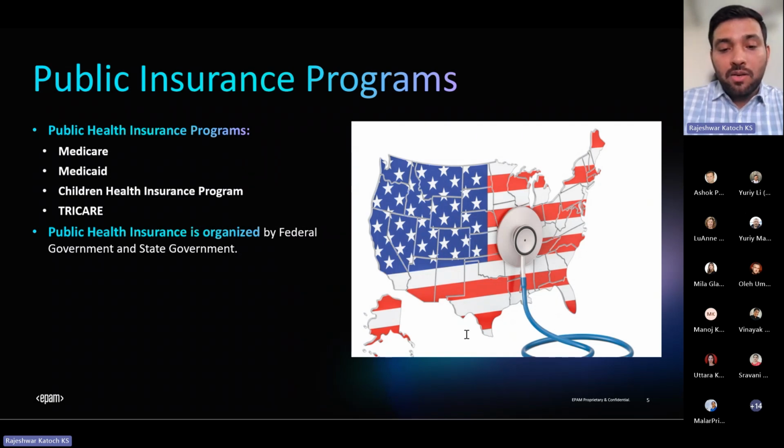And then we have the Children Health Insurance Program, which is also a partnership by the federal and state in US. And then we have TRICARE. TRICARE is a program which provides comprehensive coverage to military personnel.